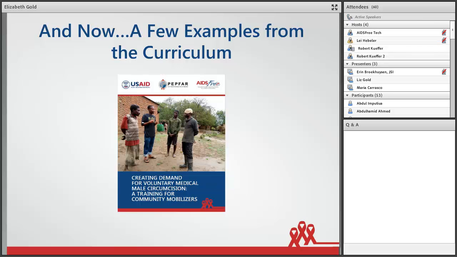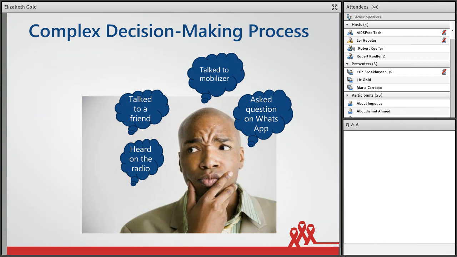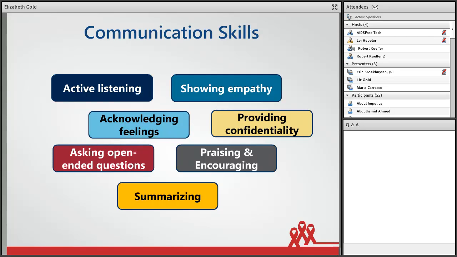So quickly, just a few examples, I'll go through very quickly to show you some of the slide deck. This is just from a session on day 2 where the participants are being introduced to the various strategic approaches that can be used to create demand and which one is suited for which particular objective. Here's another example where it's being explained to participants that going for VMMC is a complex decision-making process that may happen for some over a long period of time with different channels reaching the man at different stages of his journey. And in this session here, participants are learning various communication techniques that help to create a supportive environment and meet the individual's needs. There's also a role play exercise where they practice the skill of active listening.